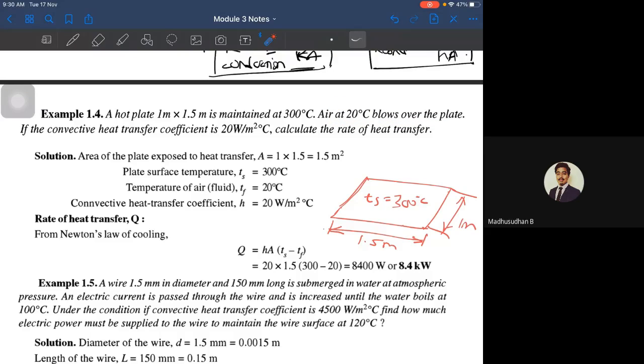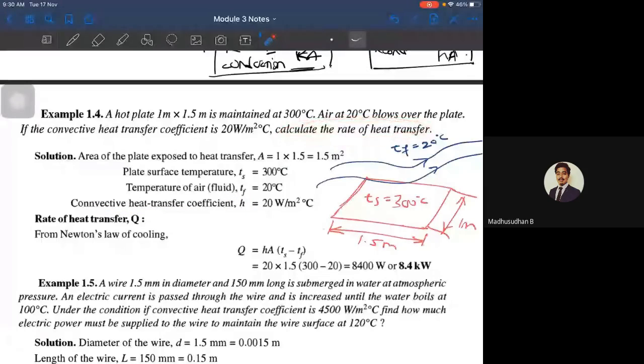So you can just change the color now. Air temperature, that is the flowing fluid temperature, is 20 degrees Celsius here. What else has he given? The convective heat transfer coefficient is 20 watt per meter square degree Celsius. So that is the value of h he has given. Calculate the rate of heat transfer.